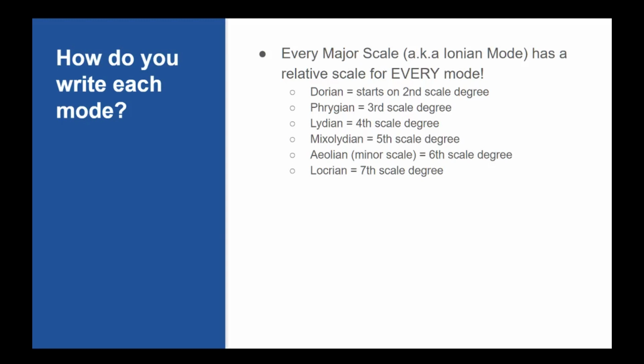Dorian starts on the second scale degree of a major scale. Phrygian starts on the third scale degree of a major scale. Lydian starts on the fourth scale degree of a major scale. Mixolydian starts on the fifth scale degree of a major scale. Aeolian, or the minor scale, starts on the sixth degree of a major scale, which we've already talked about. And Locrian starts on the seventh scale degree of a major scale.